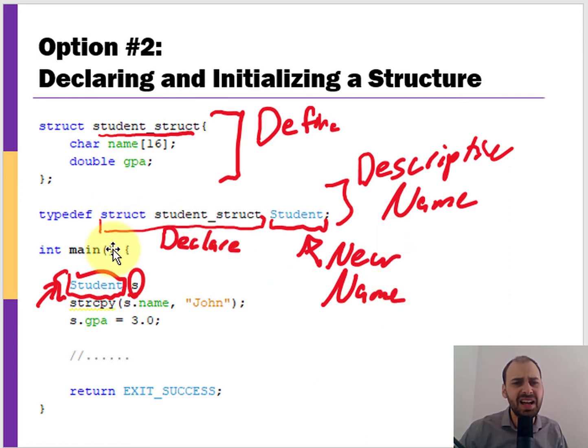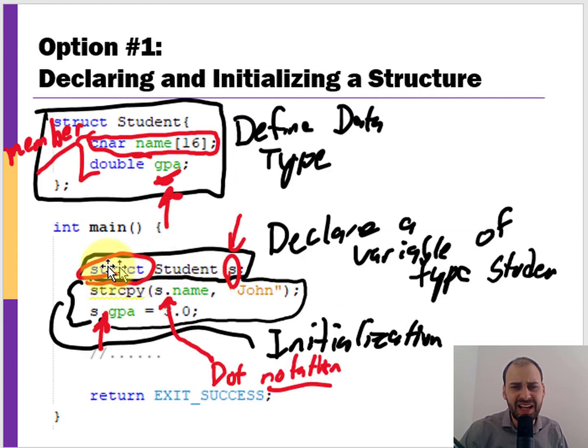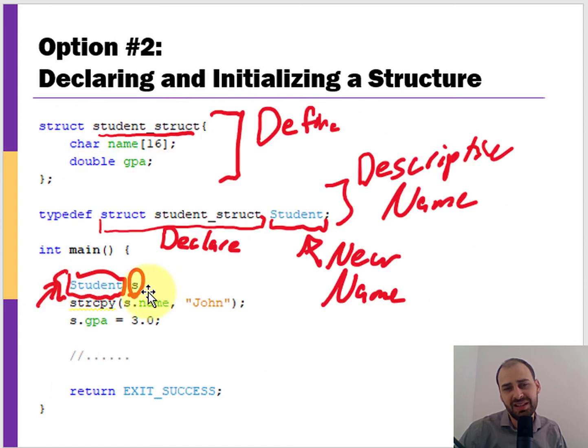So the big thing to point out with typedef is that when we declared the structure variable, we no longer had to say struct student s. It allowed me to just say student s. Now, it works either way. You do whatever you want. It's a style thing.